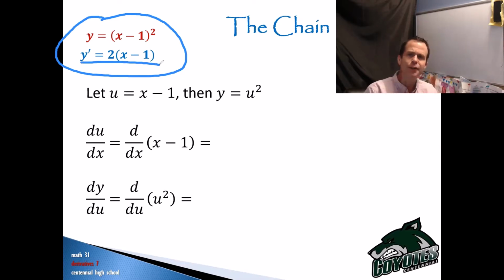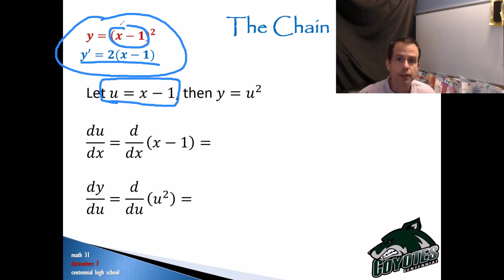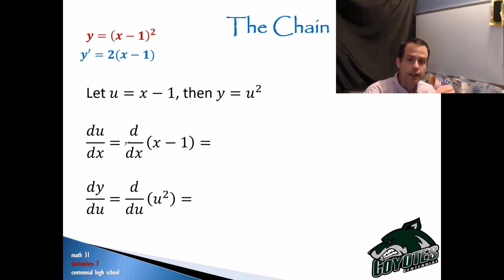Okay, here's essentially what we would do with a u substitution. We let the inside function equal u. So if u is x minus 1, that's the inside function. And then y will become u squared, because I'm replacing my x minus 1 with u. Then we look at, well, what's the derivative of u with respect to x? That's the derivative of x minus 1, and that would be 1. What's the derivative of y with respect to u? That would be the derivative of u squared, which would be 2u.